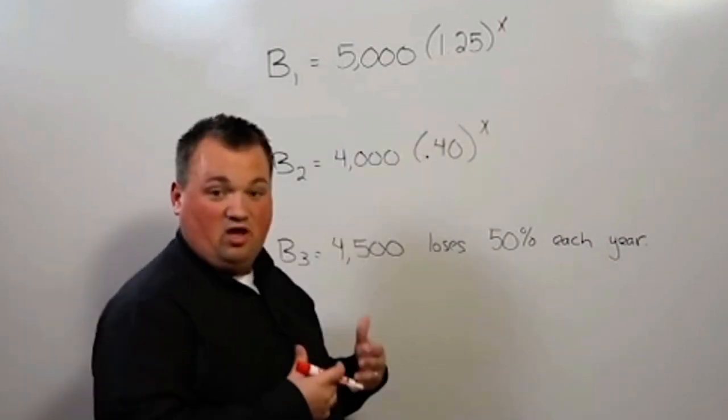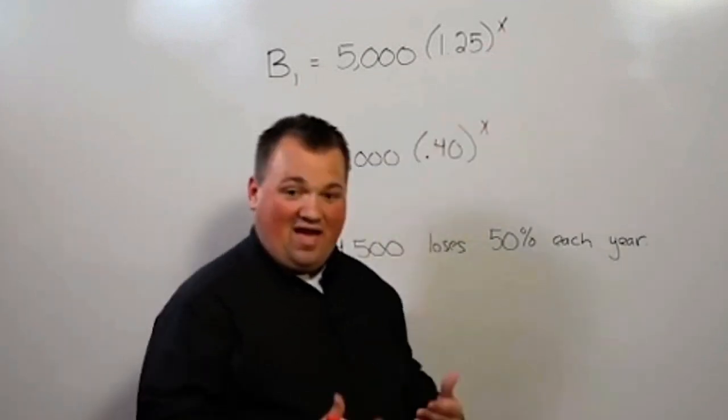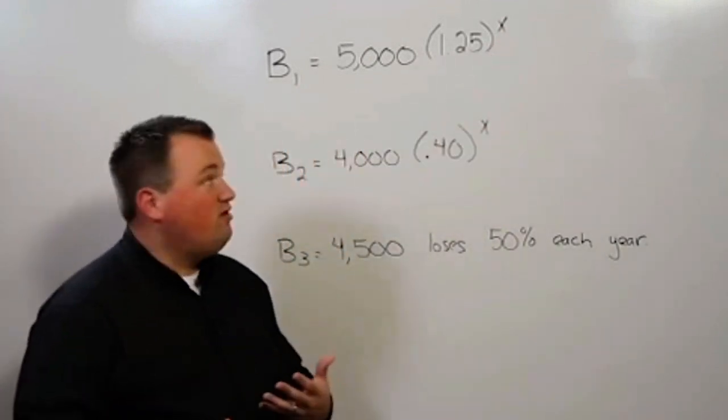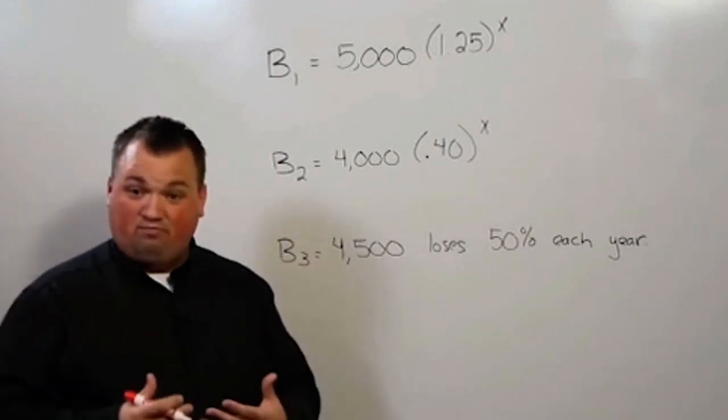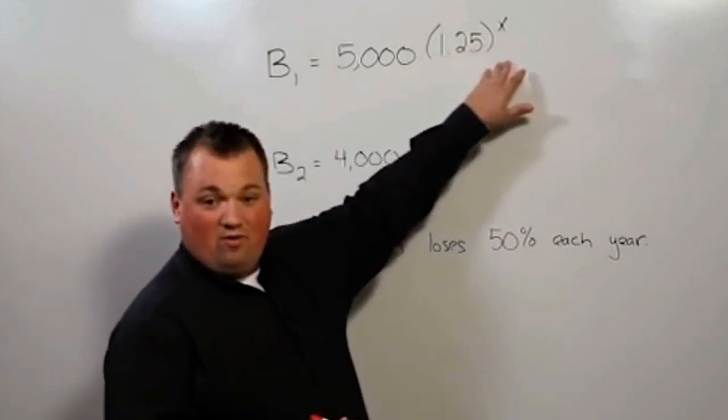This is our percent of change. What is happening to that initial value? And then our exponent of x is where we would put our number of years. So if I wanted to know how much this boat would be worth in 10 years, I would replace this x with 10 and then evaluate this.